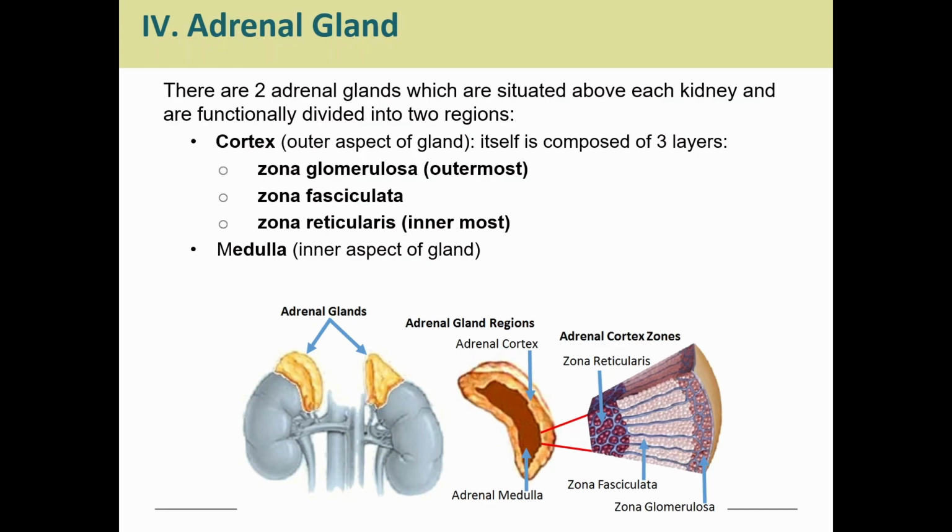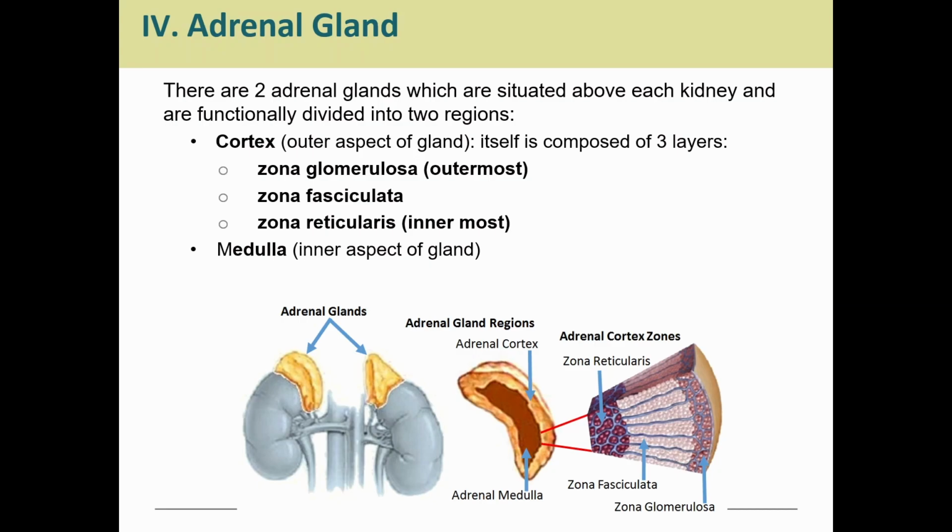Things that are called a cortex tend to be an outer layer or an outer aspect, whereas a medulla tends to be the middle, right, or the inner part. So think medulla is middle, and then cortex is almost like a capsule around it. So the cortex has three different layers: the zona glomerulosa, which is the outer layer, the zona fasciculata in the middle, and then the zona reticularis, which is the innermost layer of the cortex. And the medulla is just on its own.